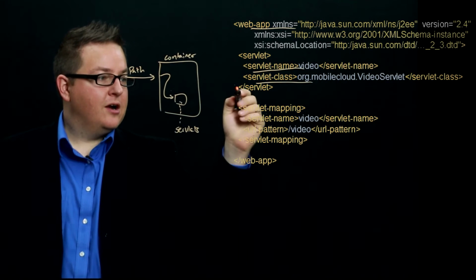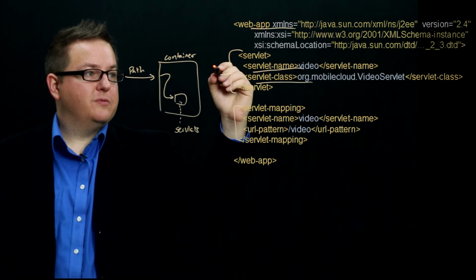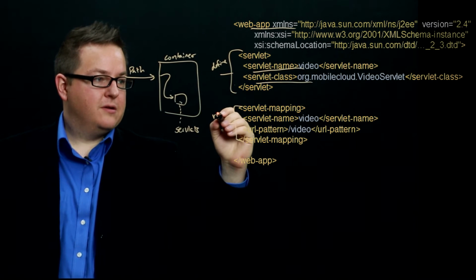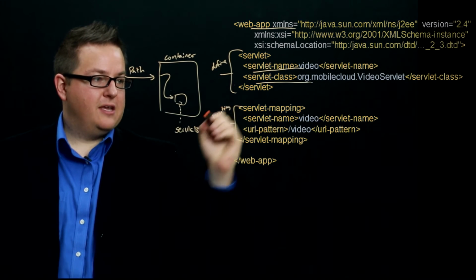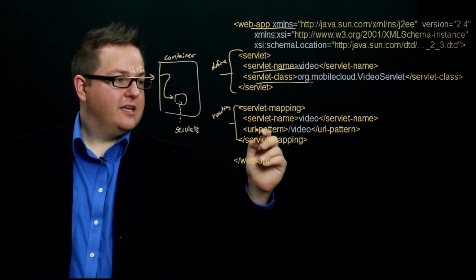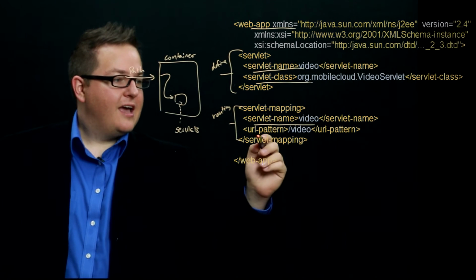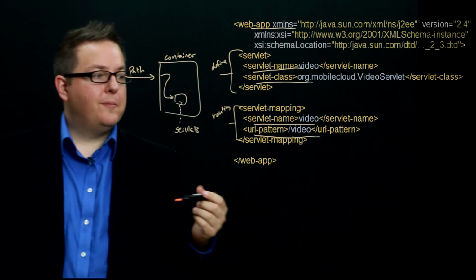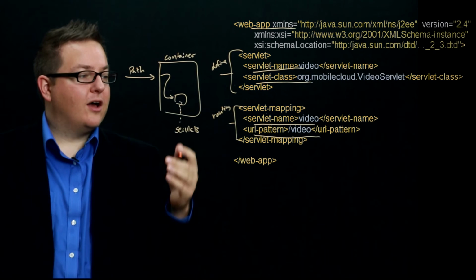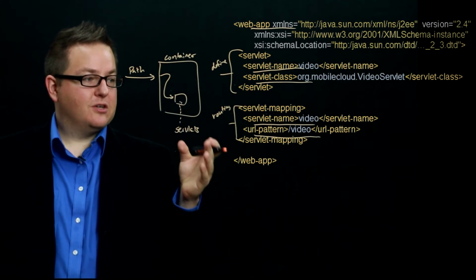Now down here, we see there's a mapping. Up here is where we're declaring the servlet, so we are defining a servlet, and down here we're doing routing. So we're mapping requests to our servlet. In this case, we're referring to the original name of the servlet we declared, and then we're specifying a URL pattern that should be routed to that servlet. So in this case, we're going to route all requests to the /video path to that particular servlet.